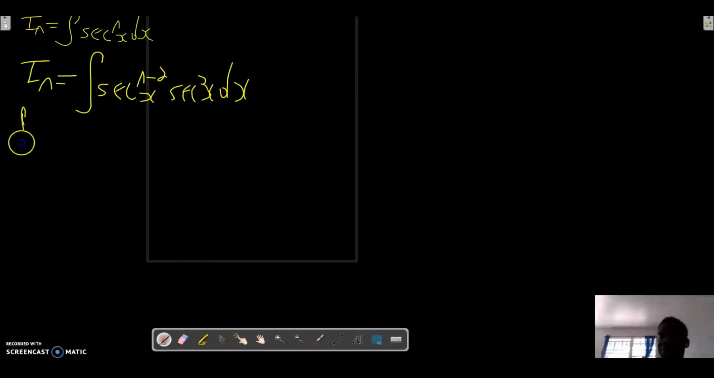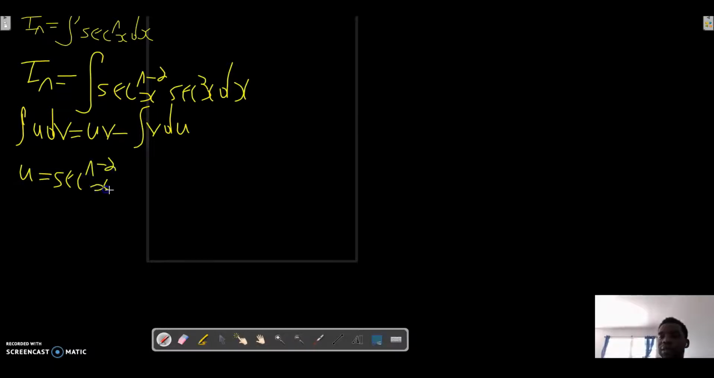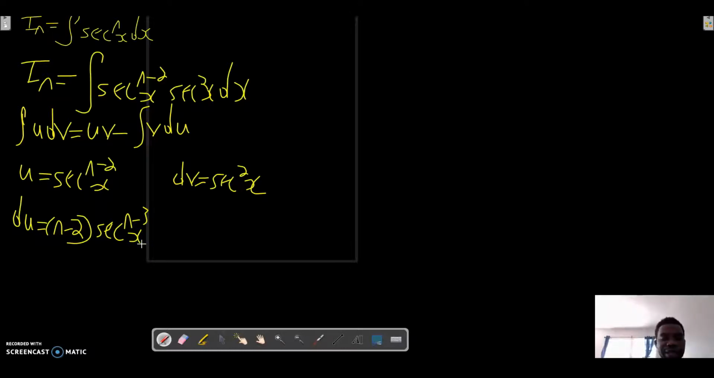So we're using parts, so it says the integration of u dv is equal to uv minus the integral of v du. Now u would be equal to sec to the n minus 2 x, and the dv would be equal to sec squared x. Alright, so du. Once again, we come back to the chain rule, which says we bring the power to the front, so we have n minus 2. We subtract 1 from the power, so we have sec to the n minus 3 x. And then we multiply by the differential of sec x. Now, the differential of sec x is, of course, sec x tan x. Alright? We have this to tidy up. Let me just split this so you don't get confused.